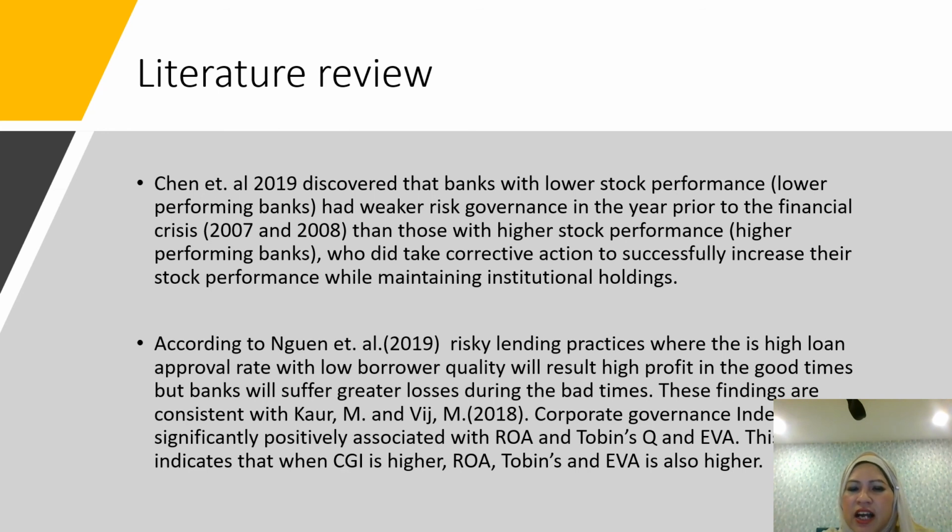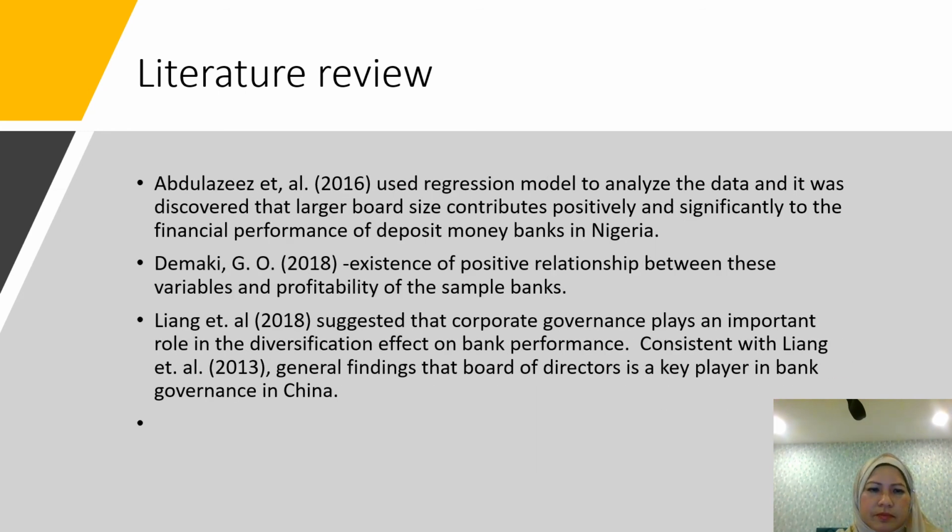So we look at CGI, Corporate Governance Index, while Nguyen looks at the quality of the borrower. With low quality borrowers, you get more loans and make more money during the good times, but during the bad times, they can't pay, they become bad payers, and the NPL will rise, so banks will suffer great losses during this time.